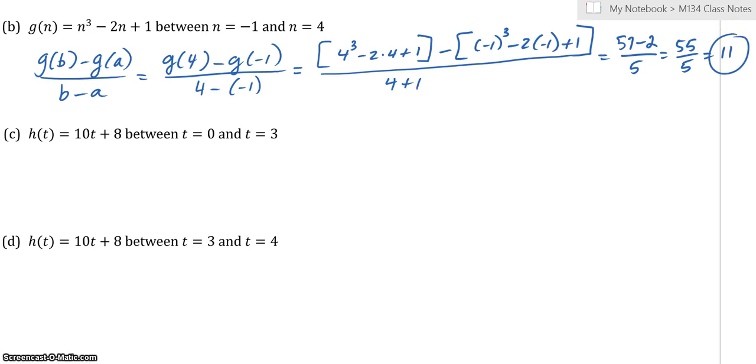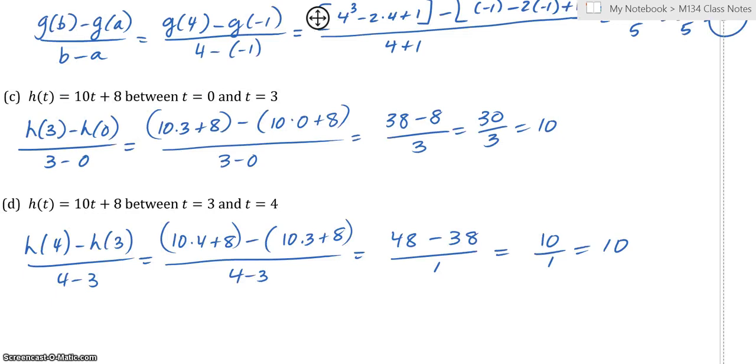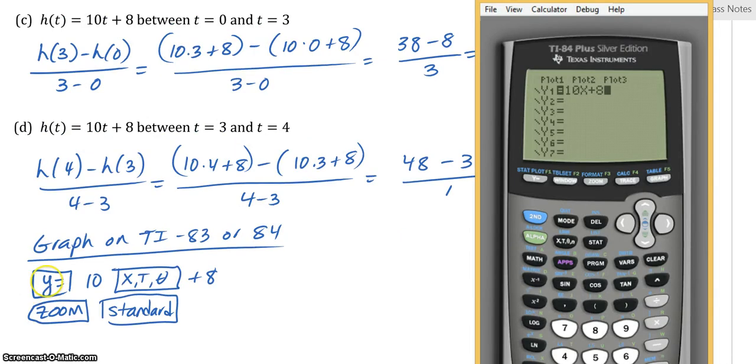So now the answers to C and D. You'll notice that C and D are both 10 because this turns out to be linear. If you graph this, again, I just go y equals and type this in. Then zoom 6 or standard, you'll see it's a line, which is linear.